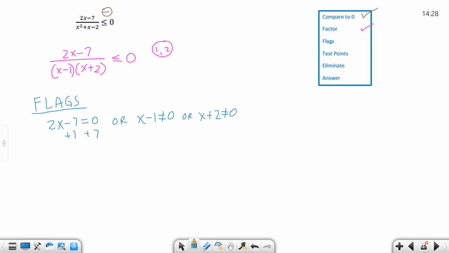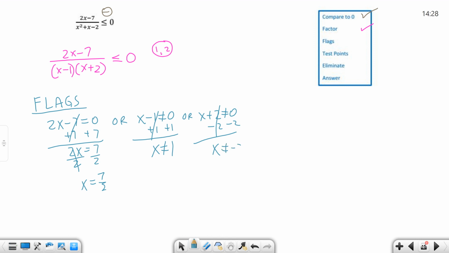So I'm going to add 7 to both sides. And that gives me 2x equals 7. I want to divide both sides by 2. And so x is 7 halves. And then I want to add 1 to both sides and get x equals 1. Or I'm sorry, not equal 1. And then subtract 2 over here and say x cannot be negative 2. So this one's going to be a little bit trickier because of the fraction here. Let me fix this fraction here. I don't like the way that looks. 7 halves here is this fraction.